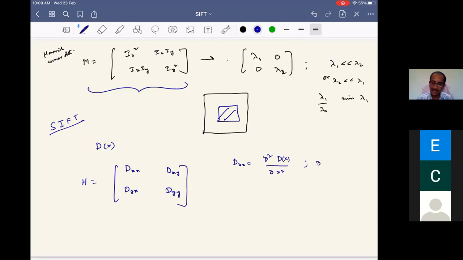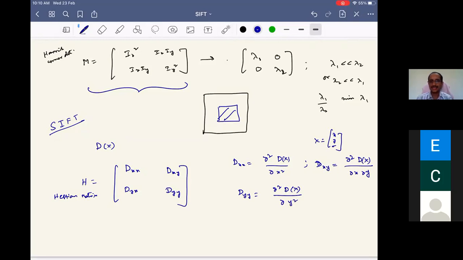Similarly dxy corresponds to ∂²D(X) by ∂x ∂y. Please note that x, y, and sigma are all there in capital X. This is how we construct the Hessian matrix. This is referred to as the Hessian matrix, with second order derivatives, as you can see here. And dyy, on similar lines, is ∂²D(X) by ∂y².